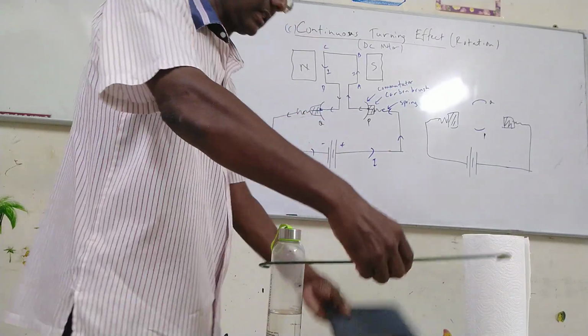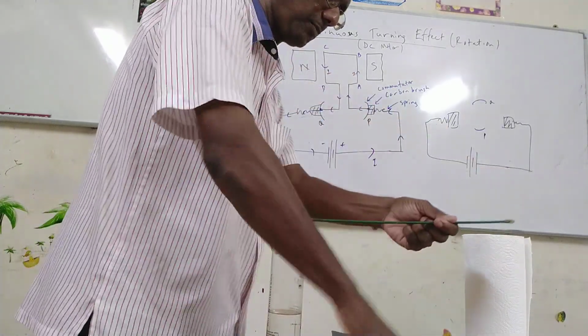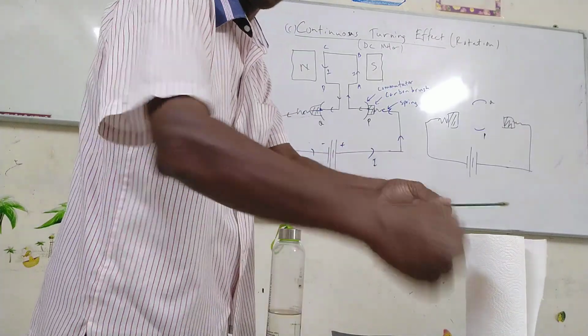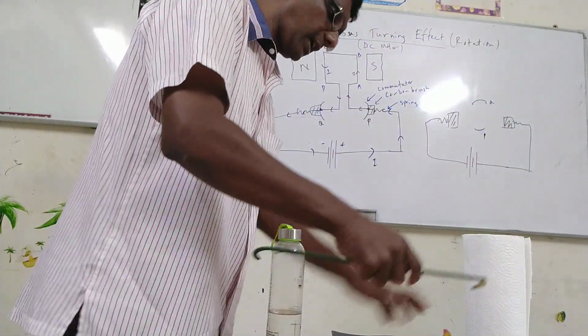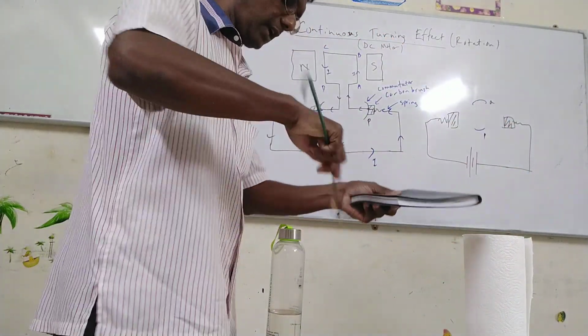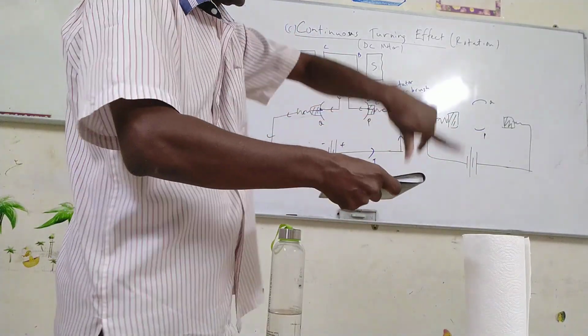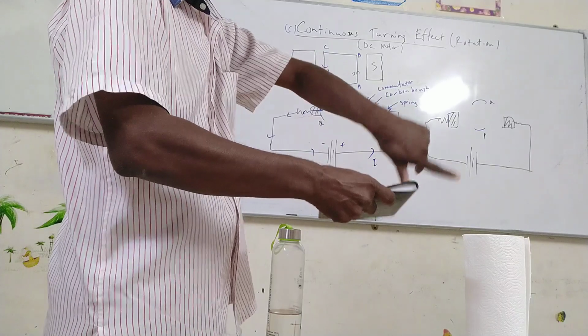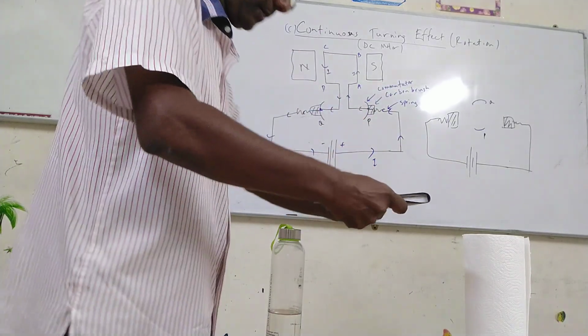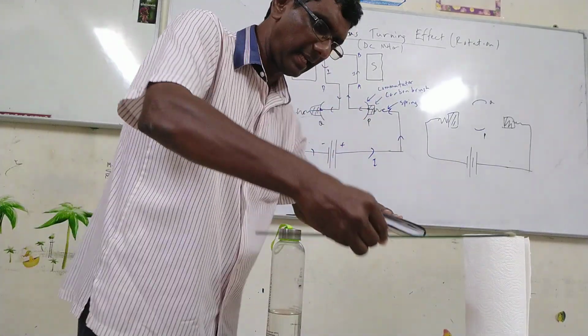So again, the carbon brush is touching. This is the positive battery. This is the negative battery. Positive battery, so current coming in. So current coming in and going out. With current going in, the force acts downwards. With current coming out, the force acts upwards. So again, this one.